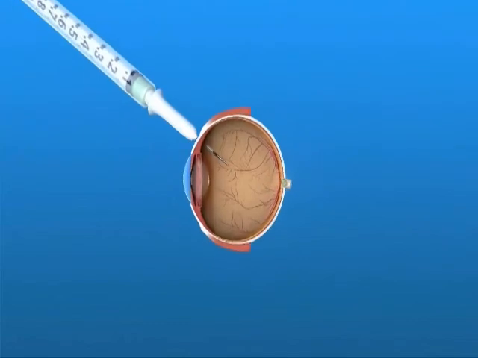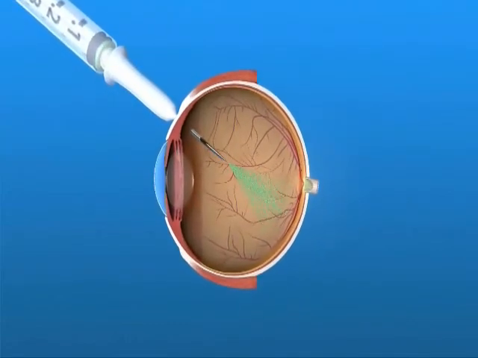After the eye has been numbed with an anesthetic, the anti-VEGF drug is injected into the eye with a very fine needle.